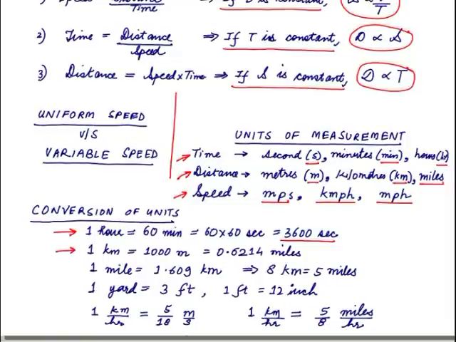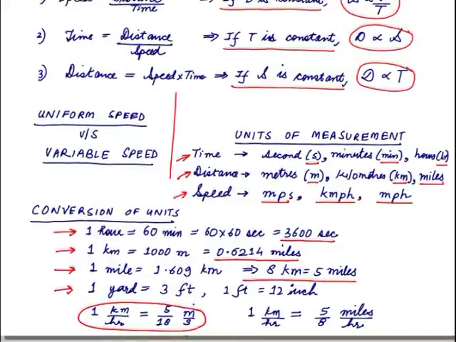1 kilometer is equal to 1000 meters is equal to 0.6214 miles. But 1 mile is equal to 1.609 kilometers. So that brings us to a very interesting relation that 8 kilometers is equal to 5 miles. You have to remember all this. 1 yard is 3 feet and 1 foot is 12 inches. 1 kilometer per hour is equal to 5 by 18 meters per second. Very, very important to be memorized.